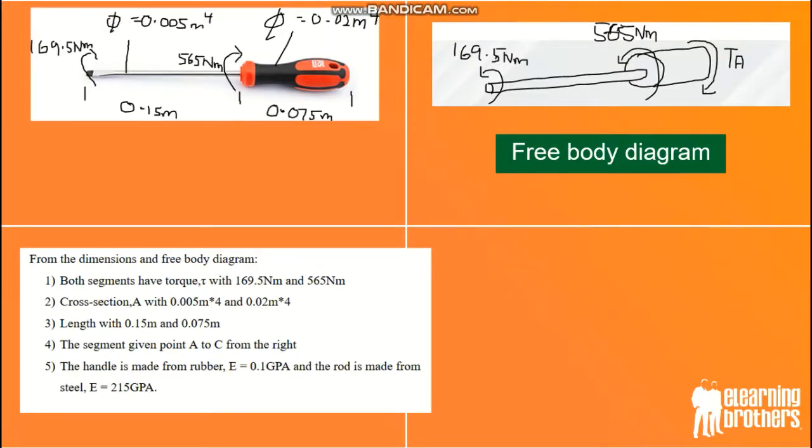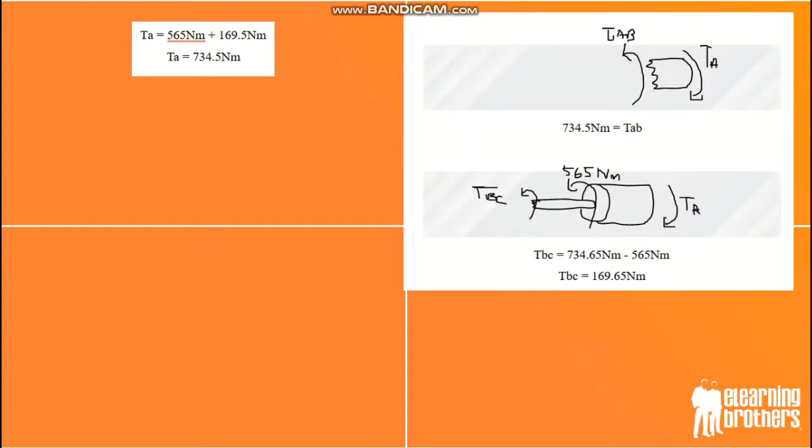It is just the segment A to C from right to left, and the handle is made of rubber with a Young's modulus of 0.1 GPa, and the rod is made of steel with 215 GPa. Alright, bear in mind. Next, how to calculate it? Just the same as axial loading before. We need the sum of all the torques equal to 0. So TA is in the opposite direction, so it is minus. The sum equals 0 and then equals TA. That's why TA is equal to 734.5. And then cut part by part from A part to B part.